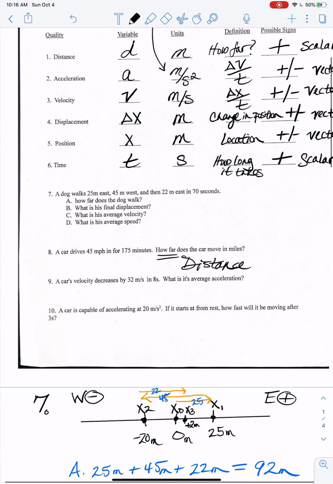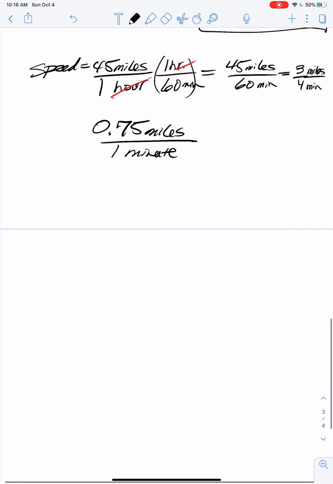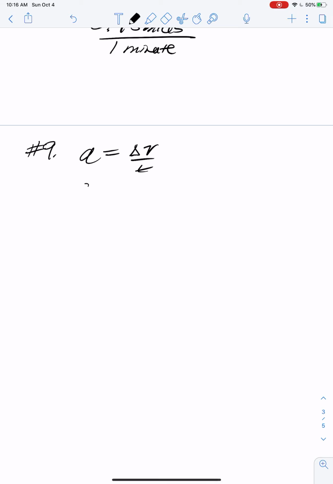Number 9, car's velocity decreases by 32 meters per second in 8 seconds. What is its average acceleration? All right, this is interesting because when we get our acceleration formula, this is for number 9. Acceleration is equal to delta V over t, and a lot of times to use this we split it into VF minus VI over t.